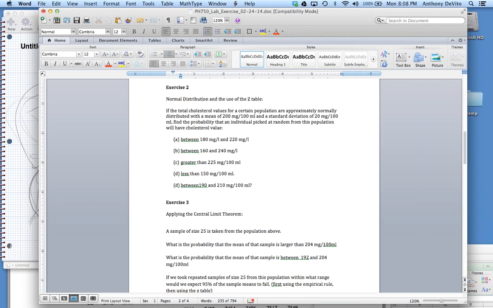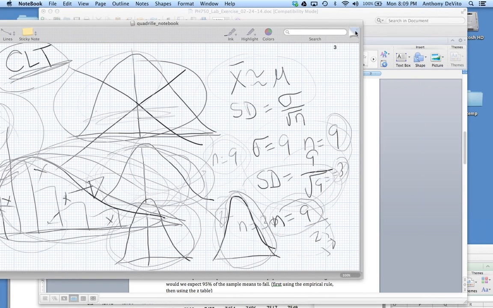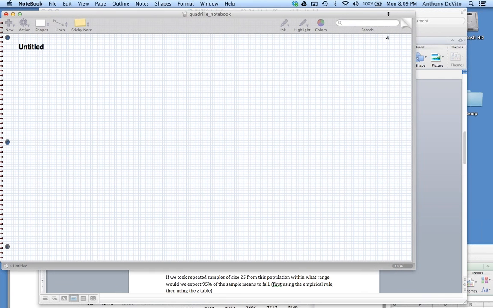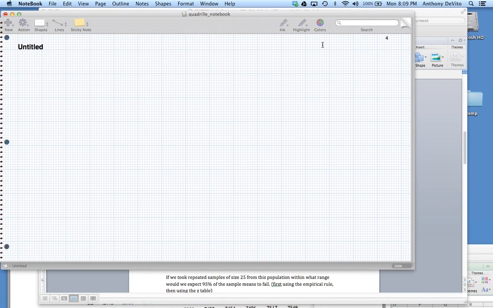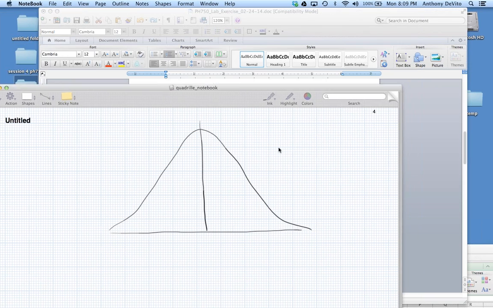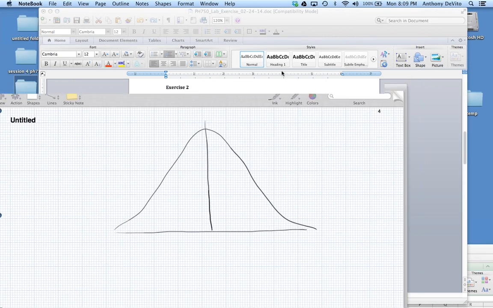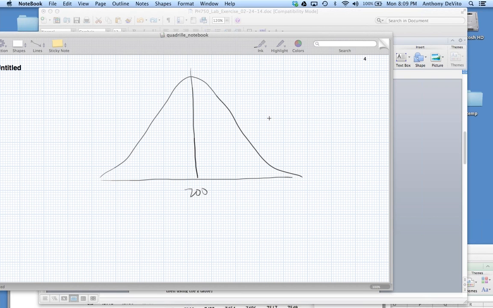Okay, so now I'm going to draw this. First I'm going to take a look at what we have here. 200 is the mean, standard deviation is 20. So I'm going to sketch that. I always sketch this. You don't have to if you don't want to, but I always like sketching this. Here's our mean, 200. Our standard deviation is equal to 20.